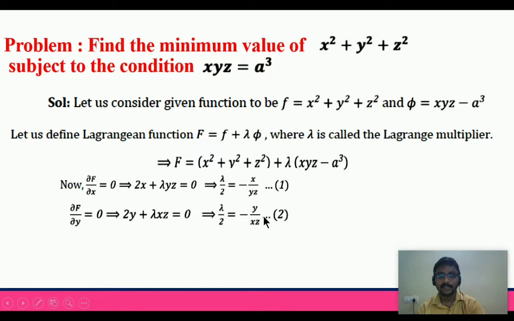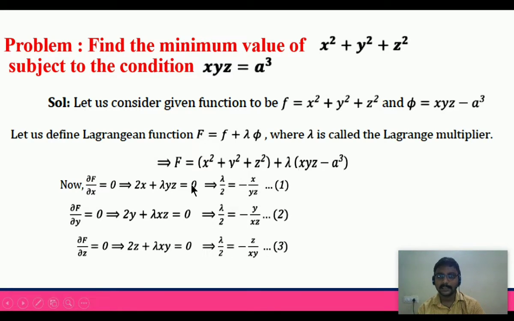Now again differentiating f partially with respect to z, keeping x and y as constant. x² derivative is 0, y² derivative is 0, z² derivative is 2z, plus λ into xyz derivative is xy, negative a³ derivative is 0, which is equated to 0, which gives the value of λ/2, that is λ/2 value is negative z by xy. Let it be equation 3.